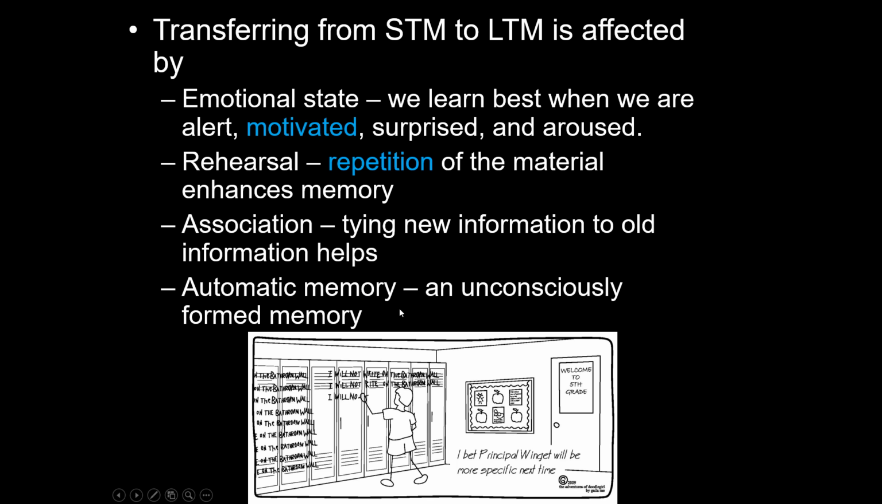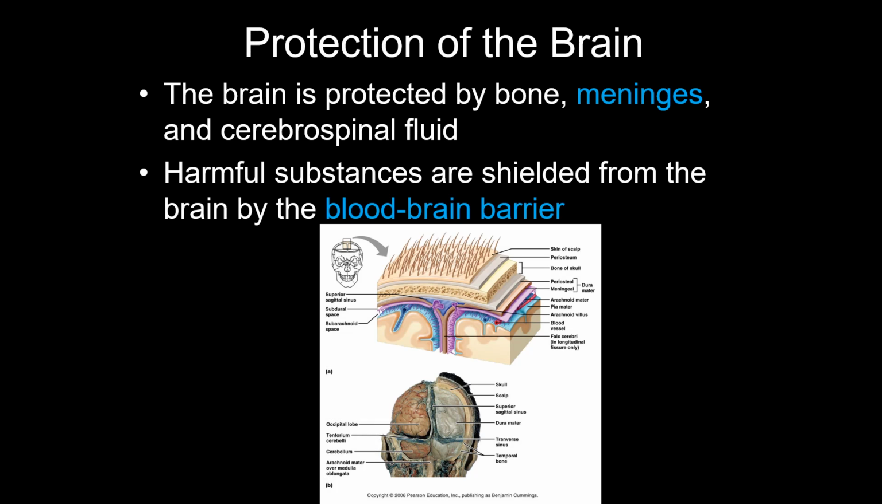The 4th and final way, you can't do anything about it. Automatic memory is something that just gets stuck in your head for no apparent reason. You might not even want to remember it, but it's in there and you can recall it for no apparent reason. So that's automatic. Next up.